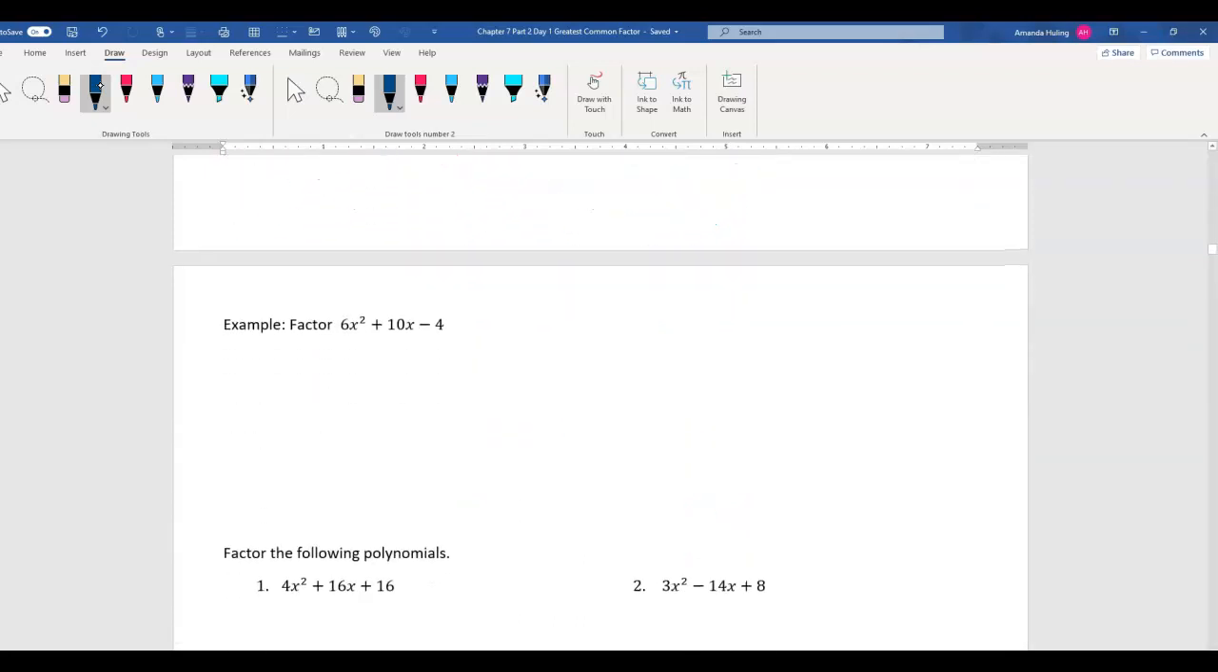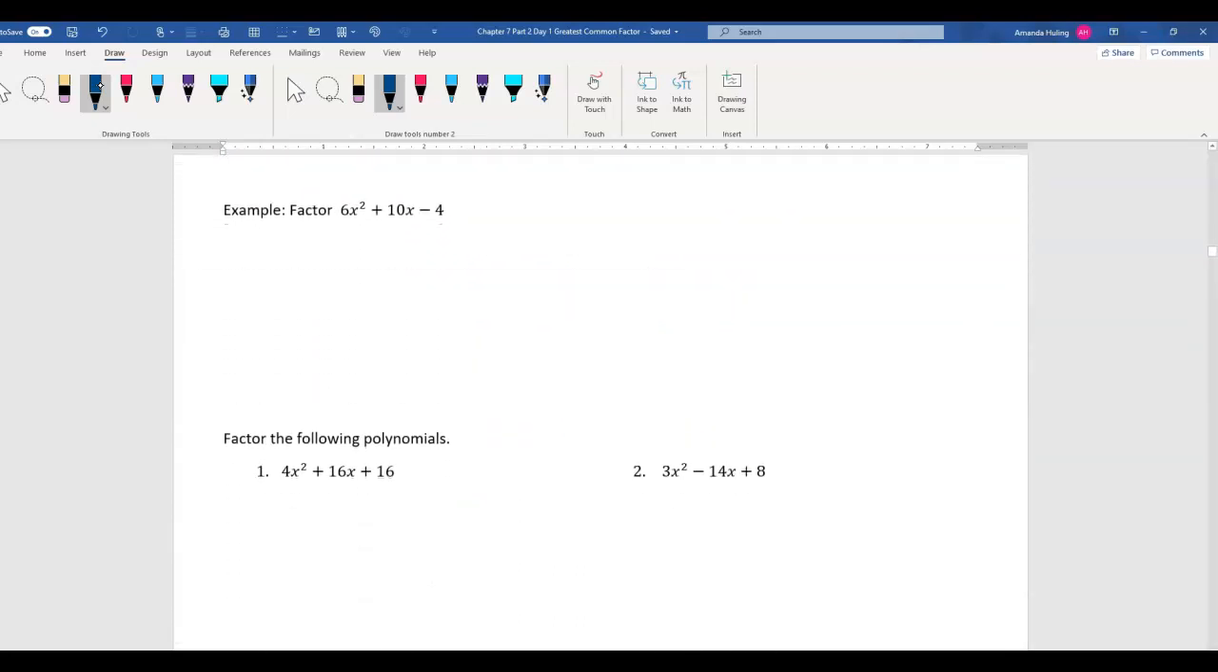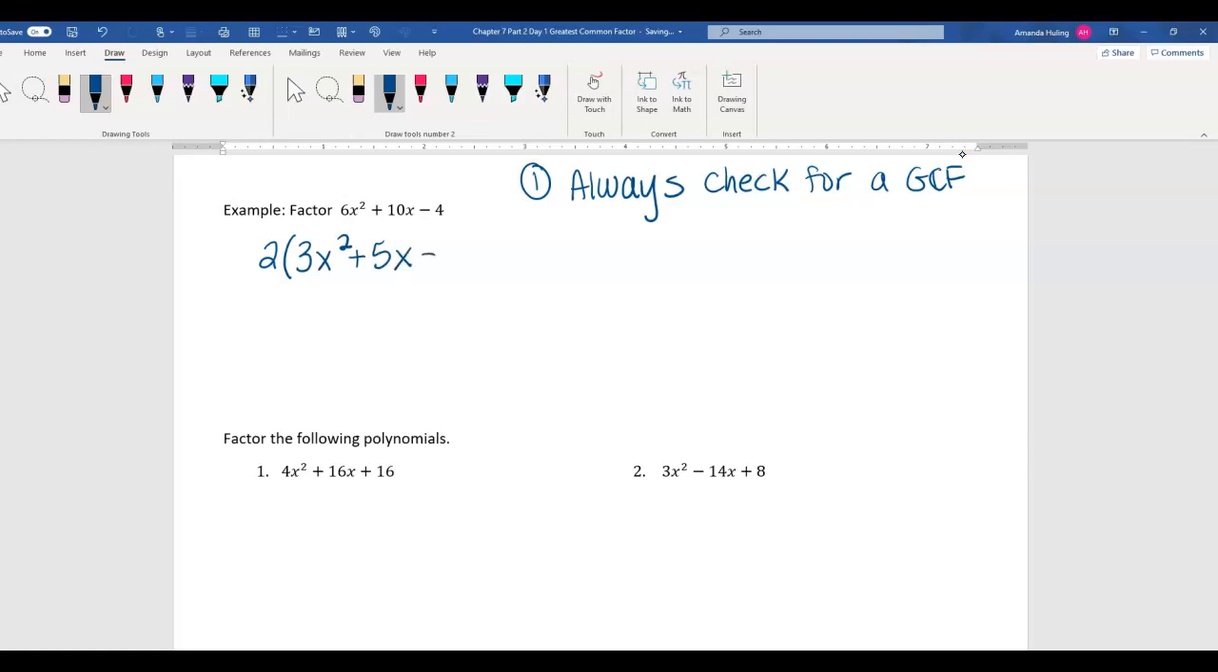Let's go ahead to this next page. Now, remember, what was the very first thing I said you need to do? And that is always check for a GCF first. So always, always, always check for a greatest common factor. Okay, and in this case, I see 6x squared plus 10x minus 4, and they can all be divided by 2. So I'm going to take out a 2, and I get 3x squared plus 5x minus 2.